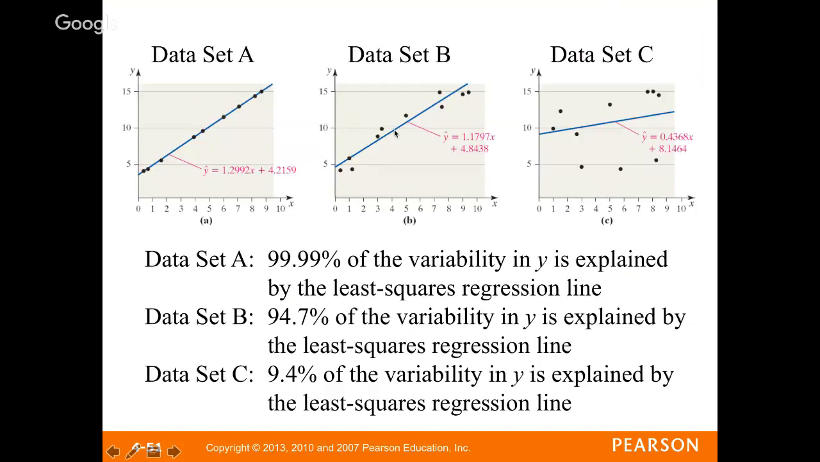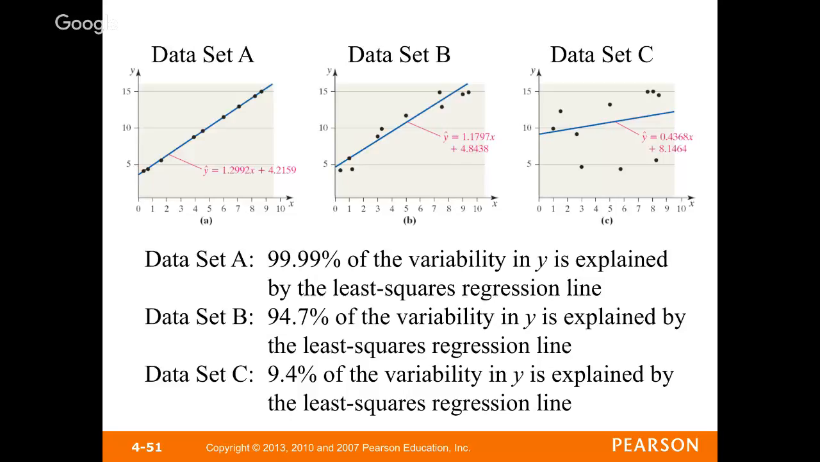Over here, you see 94.7% R-squared, so 0.947 would be the R-squared. That means the vast majority of what's happening with the y variable is explained by the x. So about 5% of the variation is unexplained by this line. You notice there's still some variation happening. Most of the variation is explained by this line, but there's some that's not. And lastly, over here, you have an R-squared of 0.094.